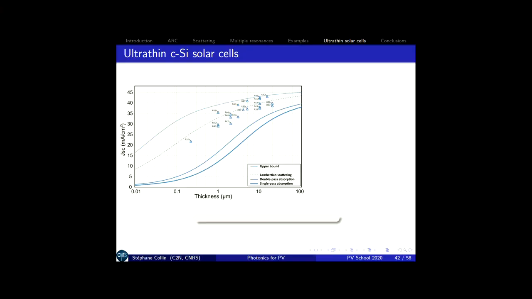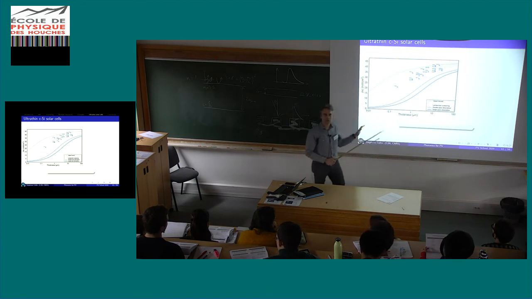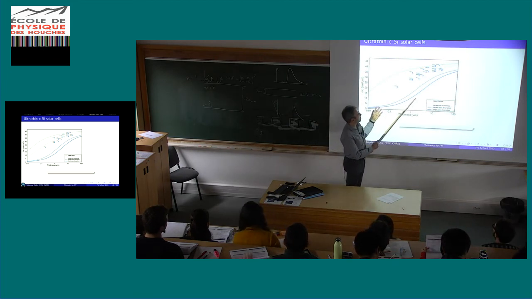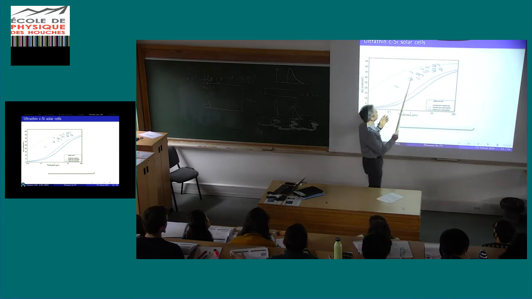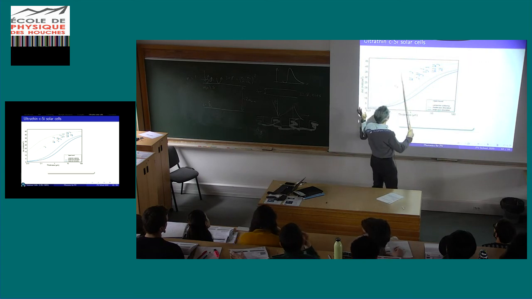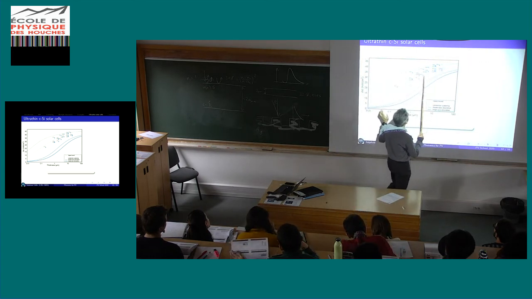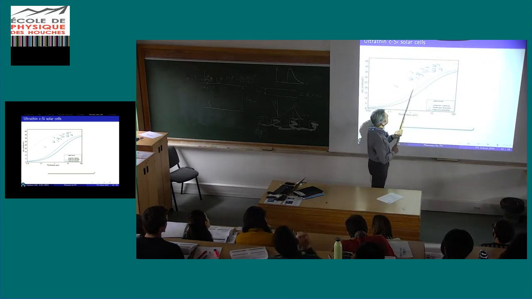So short circuit current as a function of the thickness for crystalline silicon. Okay? You have 4 different reference models: single pass absorption, double pass absorption, what you expect if you have Lambertian scattering with 4n square, and what we calculated in another theoretical framework here as what we think the upper bound for absorption using multi-resonant light scattering.